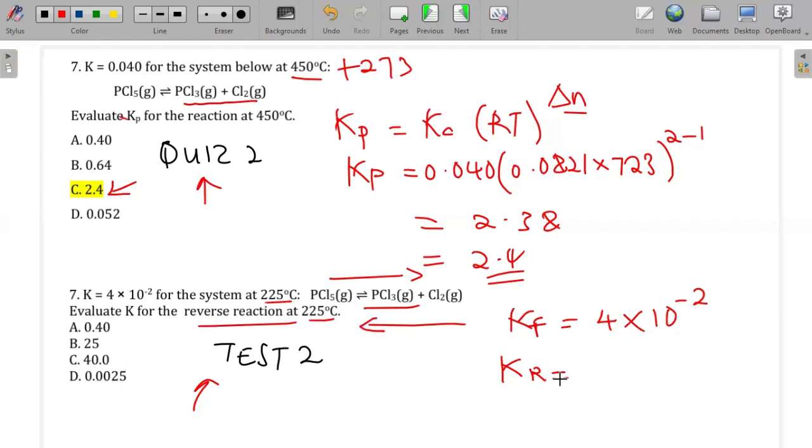So when you want to find the K for the reverse, you just say 1 divided by the K for the forward. So this will be 1 divided by 4 multiplied by 10 to the power minus 2. If I punch on my calculator there, what do I get? I get 25. So the K for the reverse is 25. So I'll select option B there. So this was question 7 for test 2.